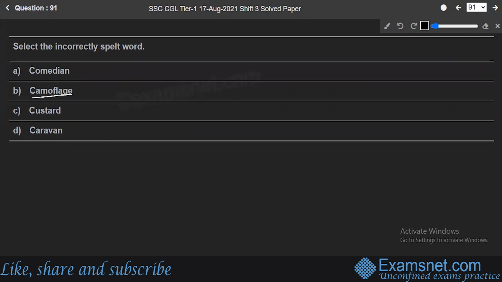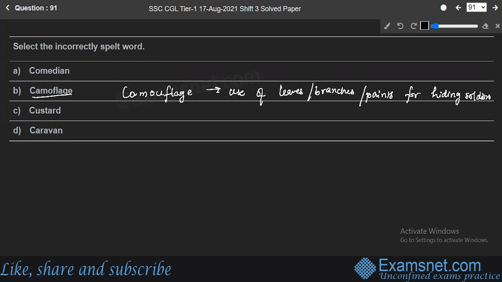The correct spelling for the word is camouflage. Camouflage. This word means the use of leaves, branches, paints, or clothes for hiding soldiers. This word was incorrectly spelled, and these are the correct spellings of the given word. Okay. See, why do you need to hide the soldiers? So that they can't be spotted by the opposite side opponents. They can't spot them. Okay, so that they can remain hidden from the enemy.